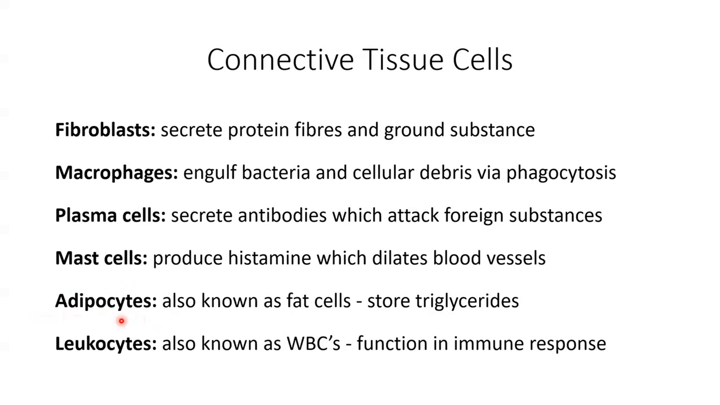Our adipocytes, also known as our fat cells, are a storage site for triglycerides or fat. And lastly, our leukocytes, which are also just known as white blood cells, are usually not found in high numbers in normal connective tissues. However, in response to certain conditions, they will migrate from the blood into our other connective tissue types. For example, neutrophils, which are a specific type of leukocyte or white blood cell, will gather at the site of an infection.